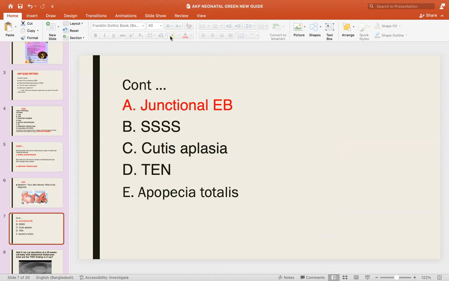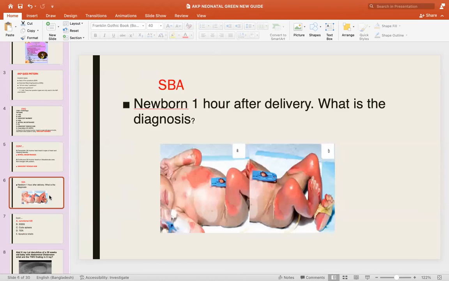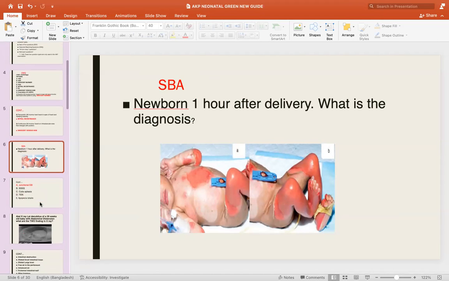It is not cutis aplasia because cutis aplasia occurs mainly on the scalp, but it can occur in any part of the body, though it will be very small. It will not be generalized. And it is not toxic epidermal necrolysis because the baby is not septic. So this picture is very common. From this picture, we know that pediatric neonatal dermatology has different types of dermatological questions that are very, very important for AKP. Any question from this?